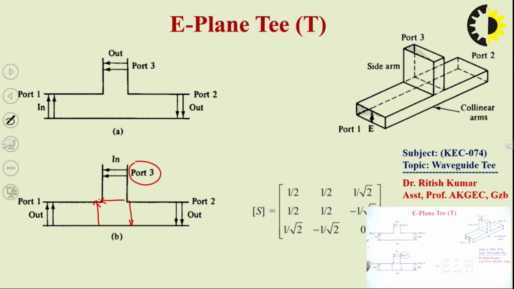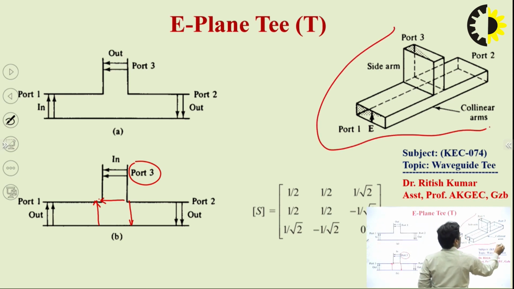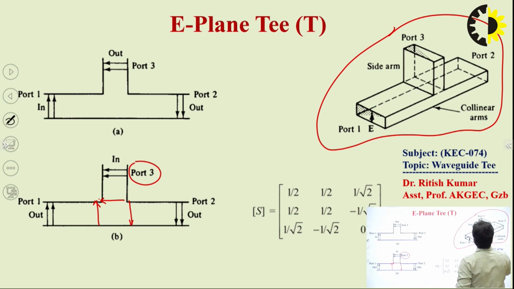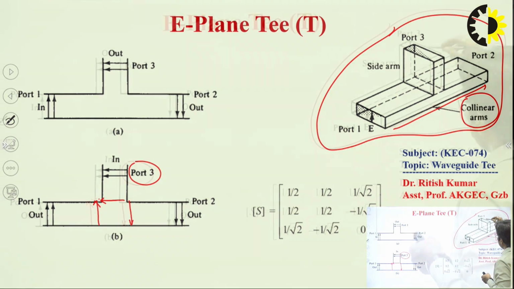So this is the case for the E-plane T, and this is the 3D structure of the E-plane T. This waveguide is the main waveguide. This is known as the collinear arm, also we can say main waveguide, and this is the side arm that we have attached to the main waveguide.